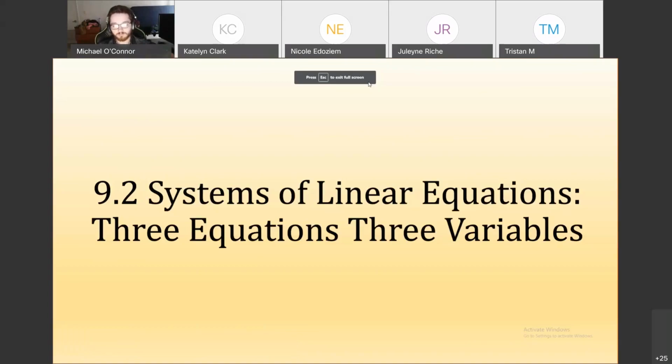So for the next one, we're going to be doing systems of linear equations with three equations and three variables. It's a little bit more complicated, but it's basically the same thing. It's a lot of the same concepts. So I figured I'd go through and show you visually what it looks like for a system of three equations.